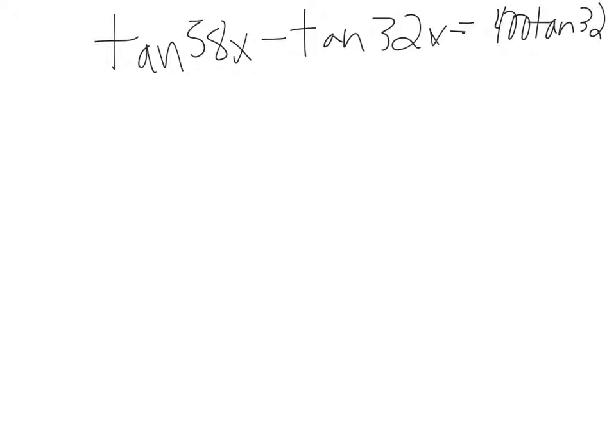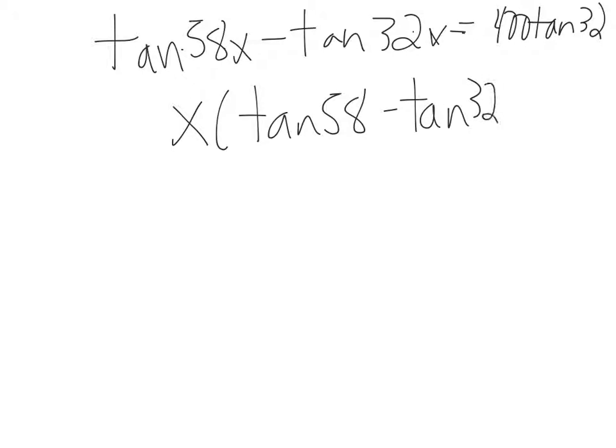All right. Now, the greatest common factor between these two is x. So I'm going to pull my x out, leaving me with the tan of 58 minus the tan of 32. Still equals 400 times tan 32. Tan 32, like, we could evaluate this. This piece here is a number. It's just written really weirdly.